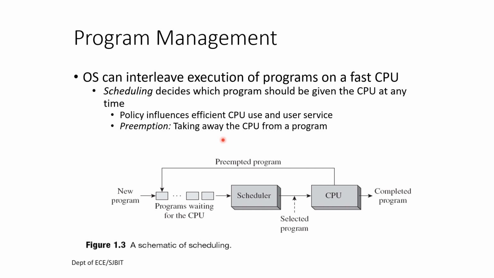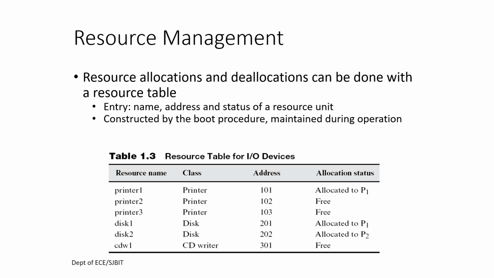So this is all about program management. This is how the operating system manages a program when it is executing. Now the next one is resource management: how the resources are allocated and how they are deallocated from the program.